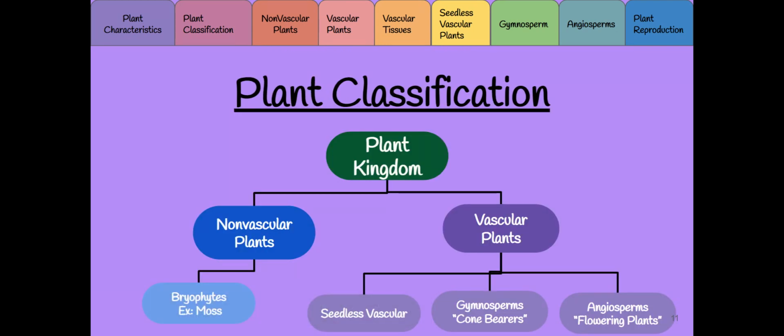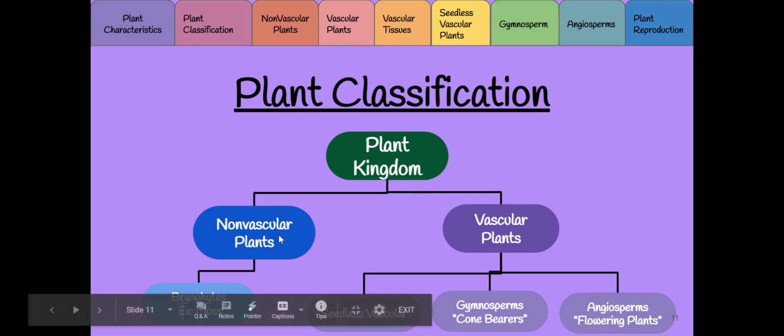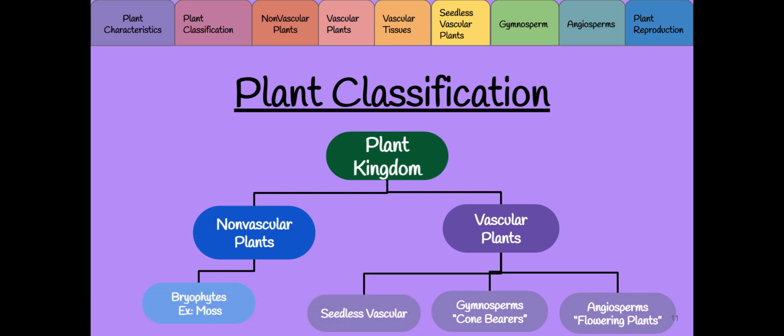Then we talk about the classification of plants. So the plant kingdom, as a top-down web, you have non-vascular plants and vascular plants. The vascular plants are broken down into three smaller groups: seedless vascular plants, gymnosperms, otherwise known as cone bearers, and angiosperms, the flowering plants. The non-vascular plants on the left-hand side are bryophytes. An example of that would be moss.